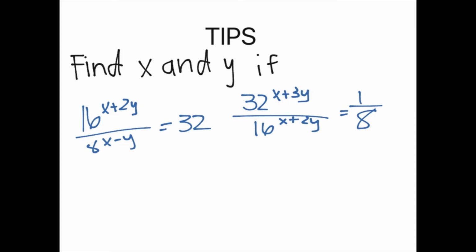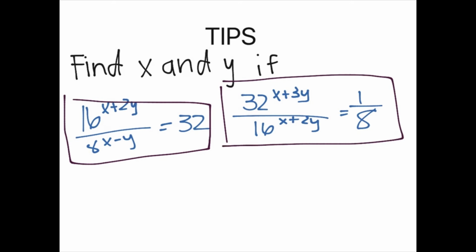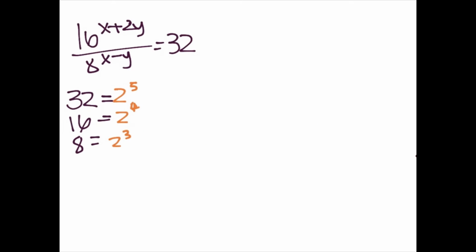So this is the tips portion of chapter 3, and a question is: find x and y if you are given an equation like this and an equation like this. So to solve this, you would need to simplify the first equation and the second equation to find x and y. So first, we're going to simplify the first equation. And in order to do this, we have to express each coefficient as a power of 2. So I've written down all of the ways you can express it.